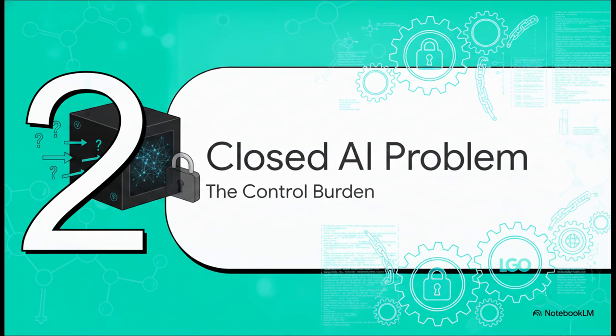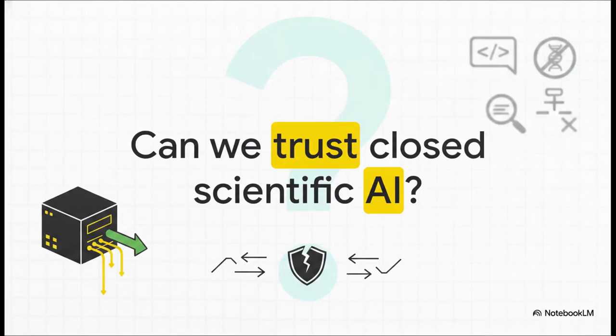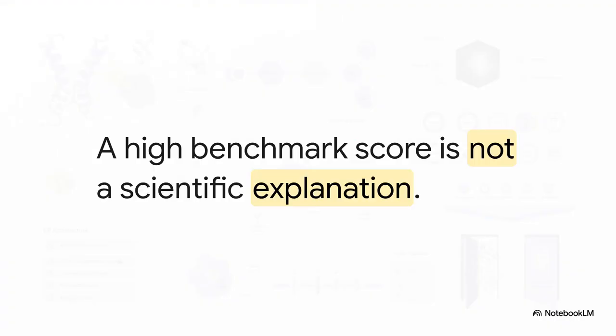Because as these models get more powerful, they're increasingly being locked behind corporate walls. So we have to ask ourselves a pretty tough question here. With private data and undisclosed architectures becoming the absolute norm, can we really trust closed scientific AI, especially when we can't even independently examine how it fails or how it was trained? Well, here is the absolutely crucial takeaway. A high benchmark score is not yet a scientific claim. It just isn't. It's an outcome.